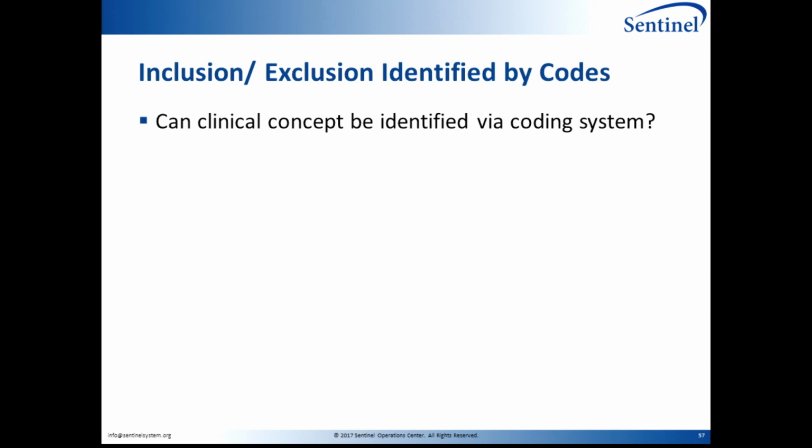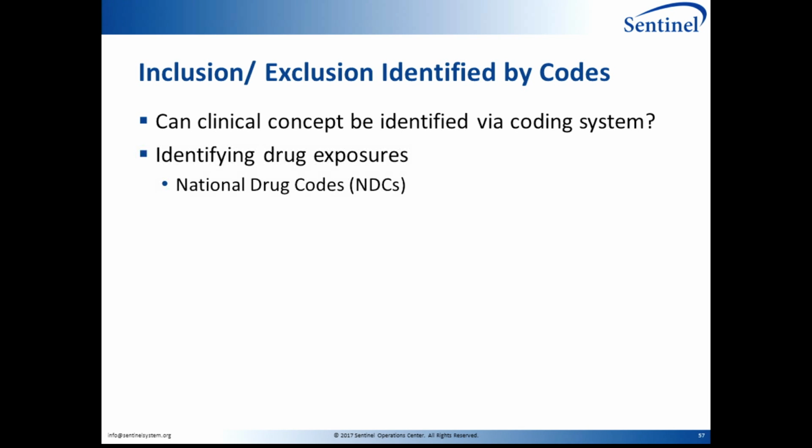Okay, so inclusion and exclusion by codes, and we're going to do a deeper dive into this in the next couple of sections. But the thing to keep in mind as a question is, can the clinical concept be identified via a coding system? So for example, in identifying drug exposures, there are the National Drug Codes. And we're going to go through these in the next couple of slides. So I'll save some of that deeper discussion of this coding system for a moment.